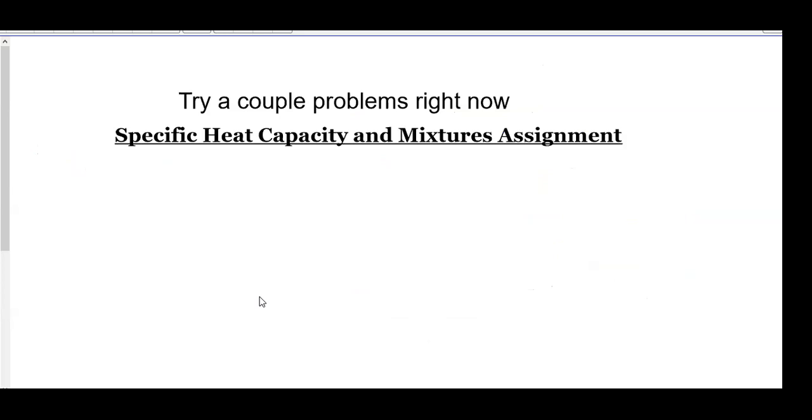I'll stop there for now. I believe there's another question that you can read online on how to calculate the final temperature. It's a bit more difficult.